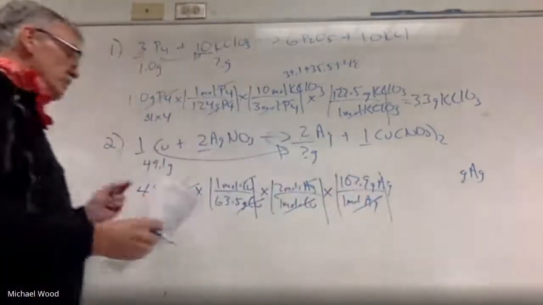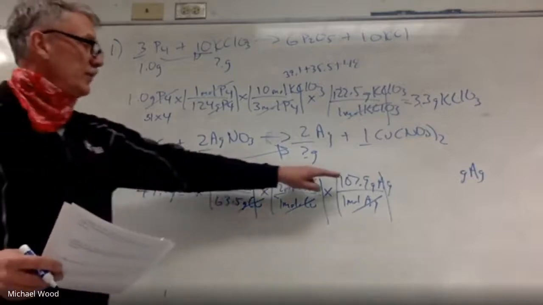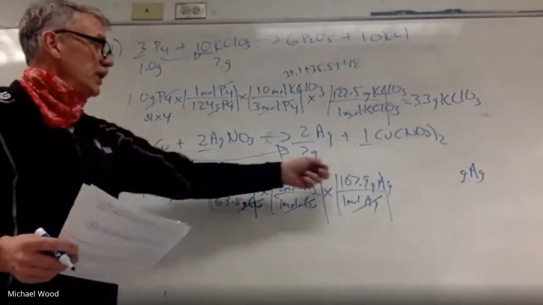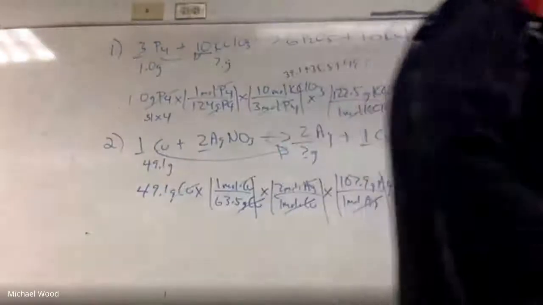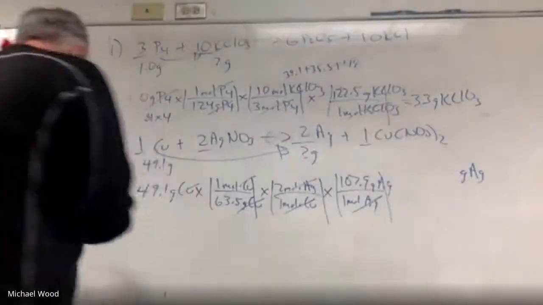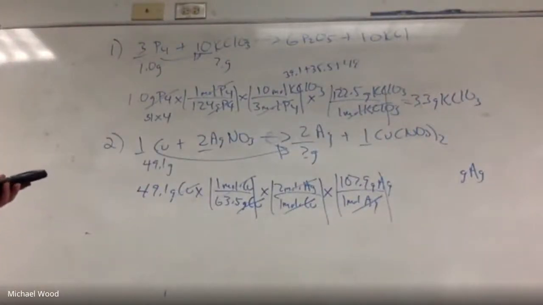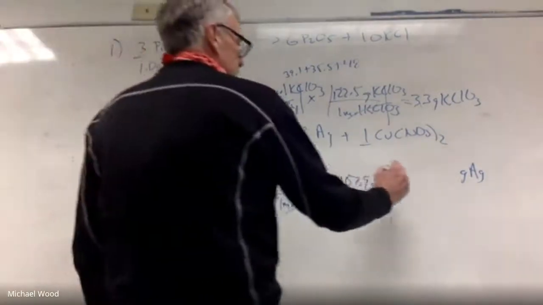And if you look at this, when it's mass to mass, you're going to have the molar mass or the atomic mass on the bottom in the first step of what you start with, and then in the last step, it's going to go on top. Okay, so now I'm going to calculate this out. So if I calculate this out, 49.1 times 1 times 2 times 107.9, enter, divided by 63.5, 2, 3 sig figs, I get 167.